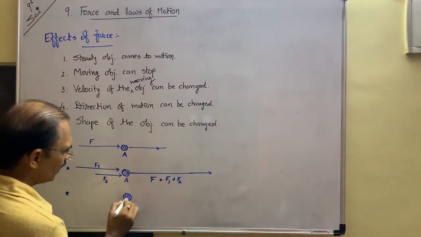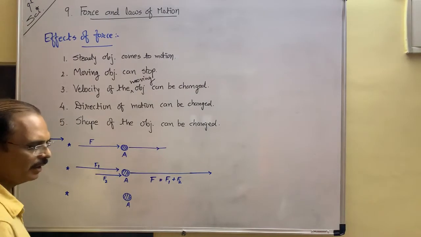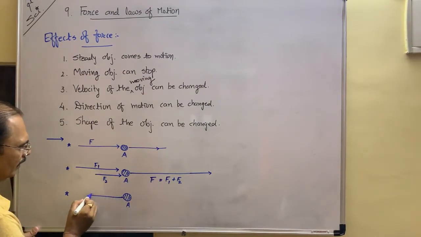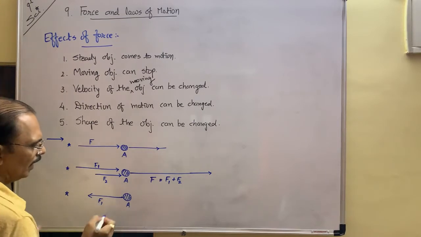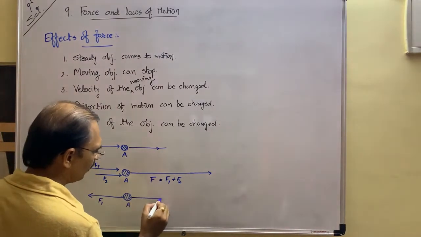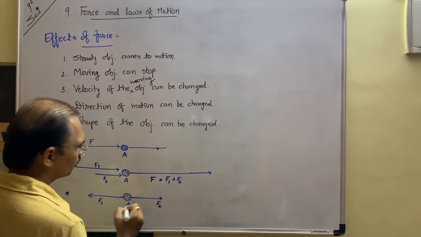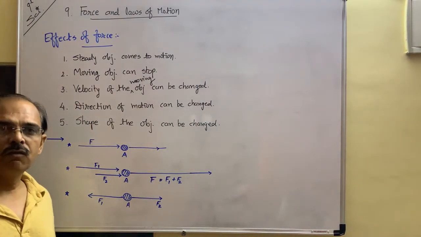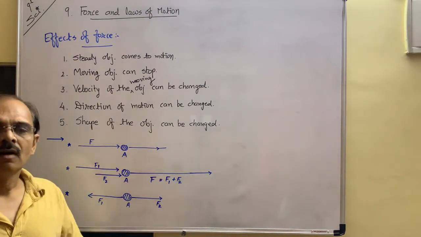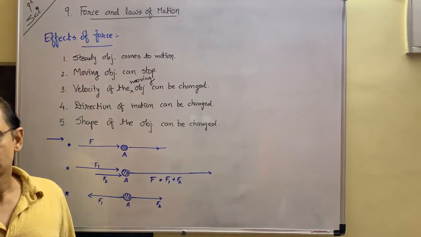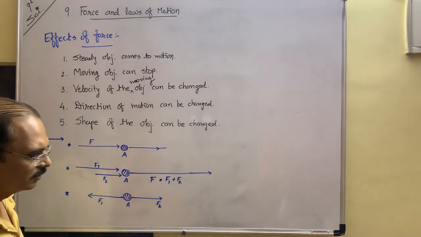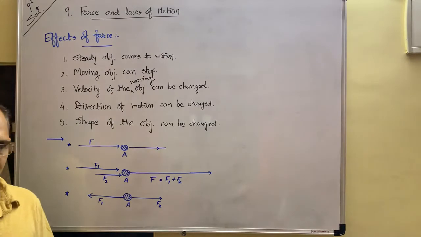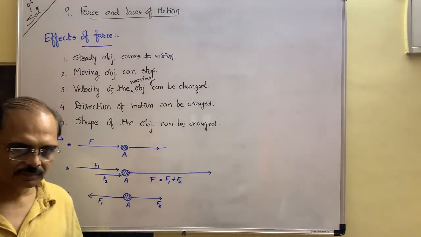Suppose an object remains the same, object A. Here, a force is applied in this direction, suppose F1 force, and at the same time another force is applied in this direction, F2 force. See, just like a tug of war, in opposite directions we try to pull the opponent's team towards us. Tug of war, Dora catch.